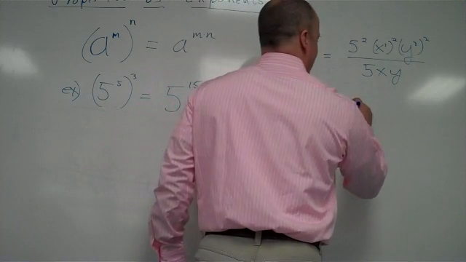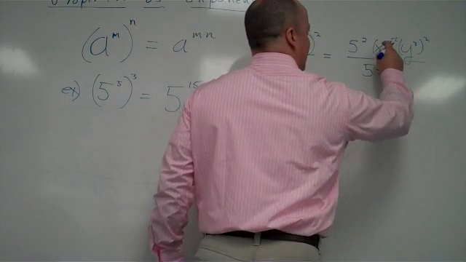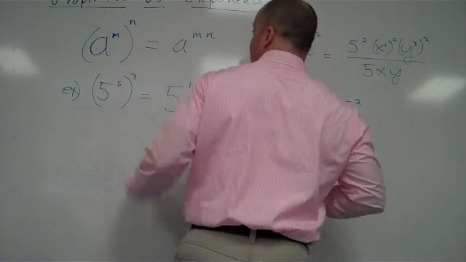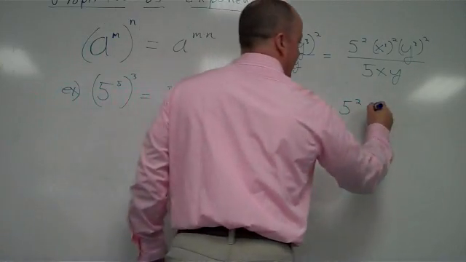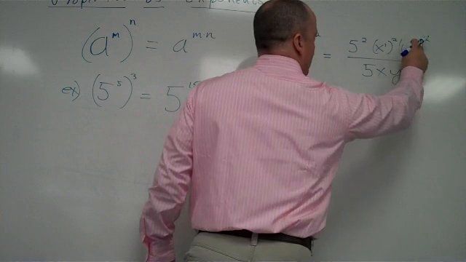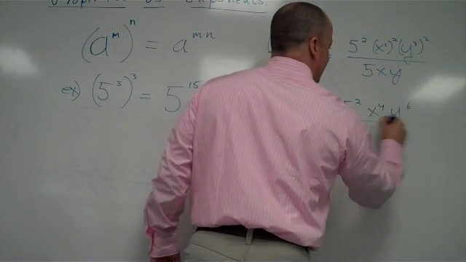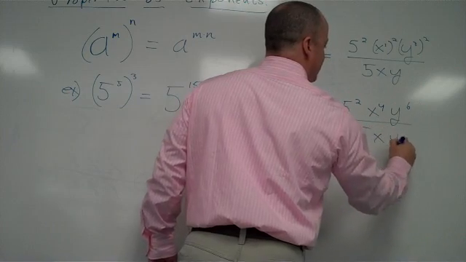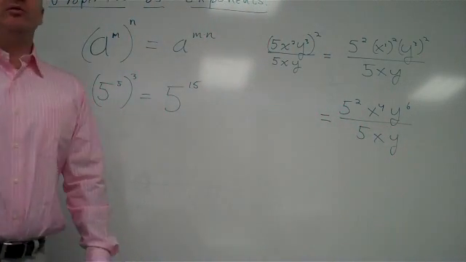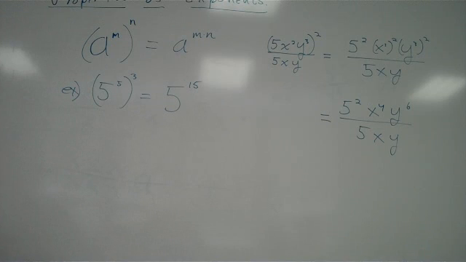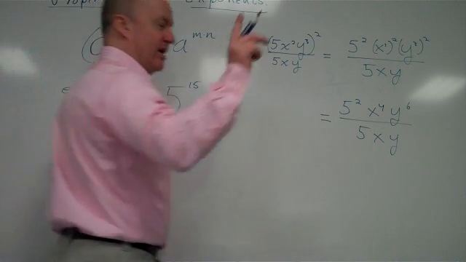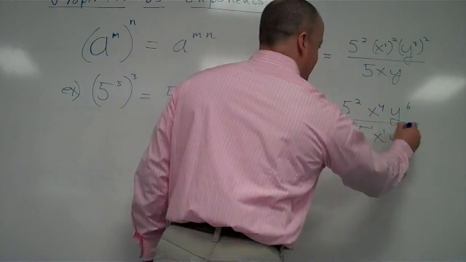I'm going to leave the 5 squared as 5 squared. What is x squared raised to the 2nd power based on this rule? X to the 4th. What is y cubed raised to the 2nd power? Y to the 6th. Good. And I haven't touched the 5xy on the bottom. If you don't see an exponent on a number or an x or a y, what do you assume is there? 1.